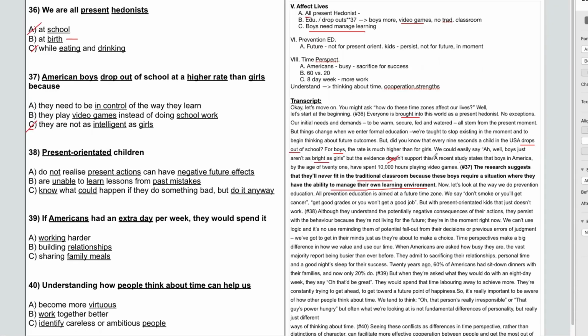Then we go on to read, a recent study states that boys in America by the age of 21 have spent 10,000 hours playing video games. This corresponds to B in a way because this statement doesn't necessarily say that boys are playing video games instead of doing schoolwork. So B is actually not the case as per the transcript. So we can also eliminate B. And so that leaves us with A, which corresponds to this last point here, and it also corresponds to number 37, which is right here in bold.